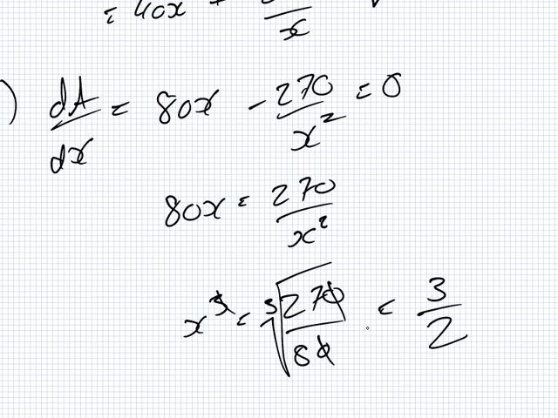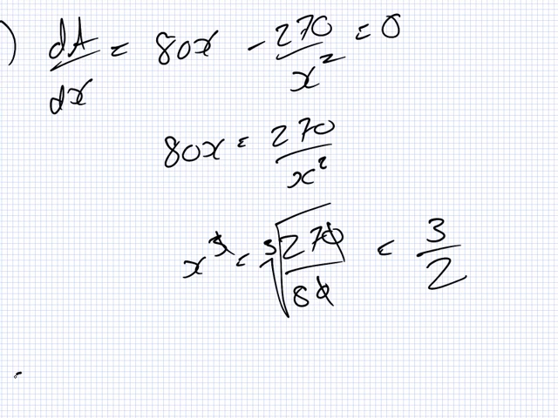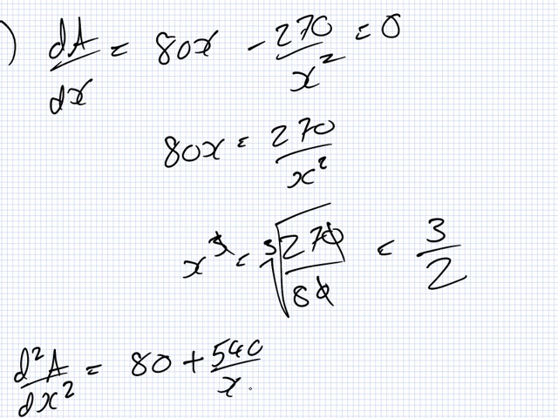How can we check it's a minimum? Second derivative should be what? Positive. So that's 80 plus 540 over x cubed. I don't even need to put in the x. It has to be positive. A positive plus a positive. It's definitely positive, which makes it a minimum.